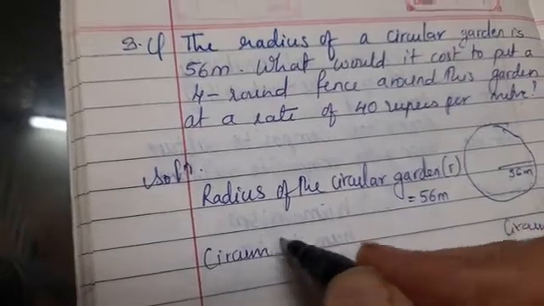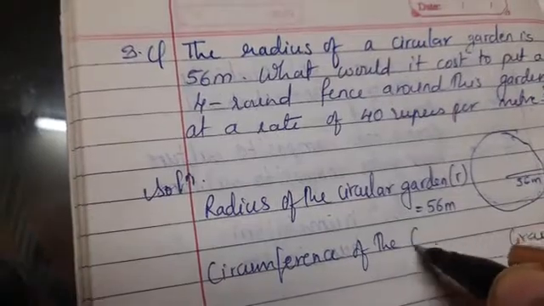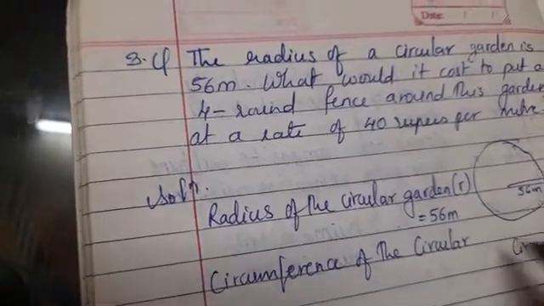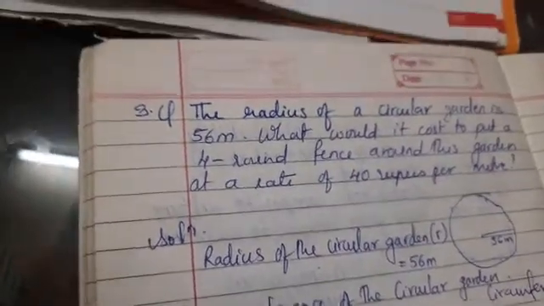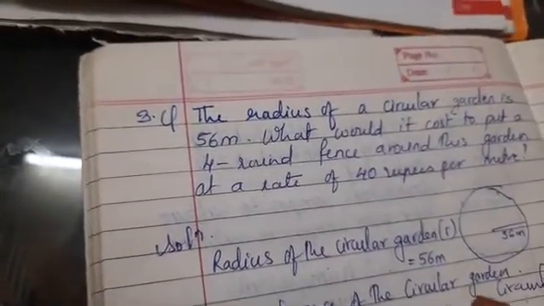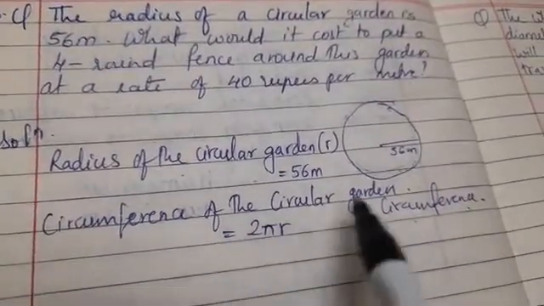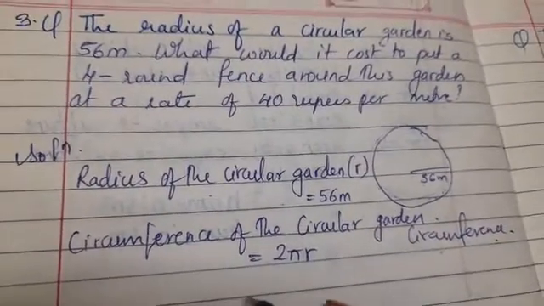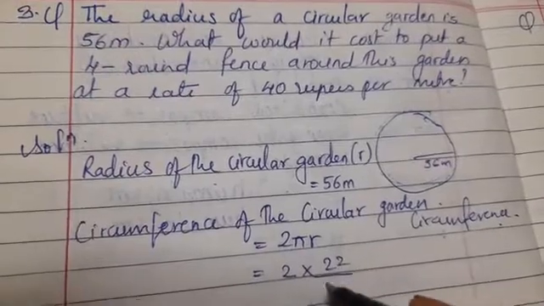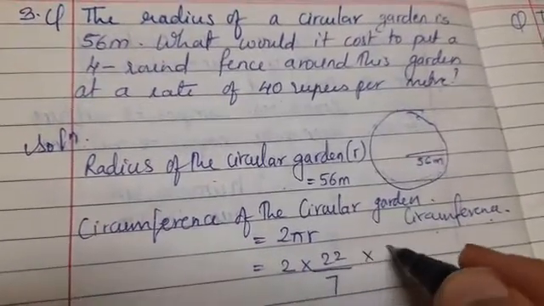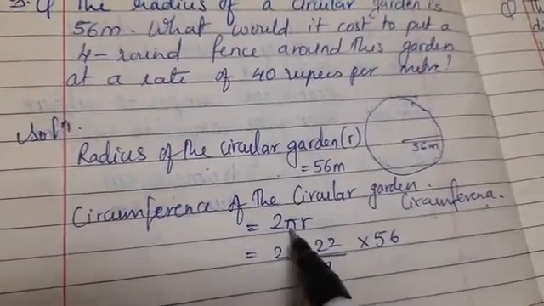Circumference of the circular garden. The formula will be 2 pi r. So, 2 into 22 upon 7 into 56. 2 pi r is the formula.